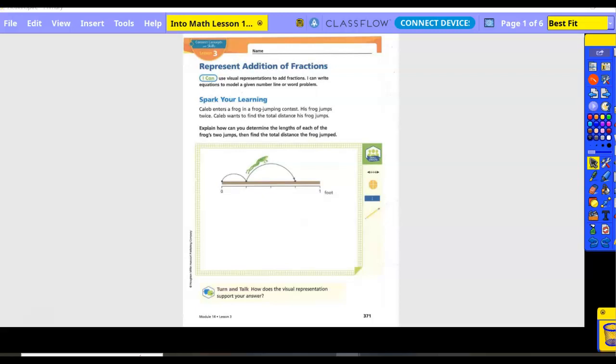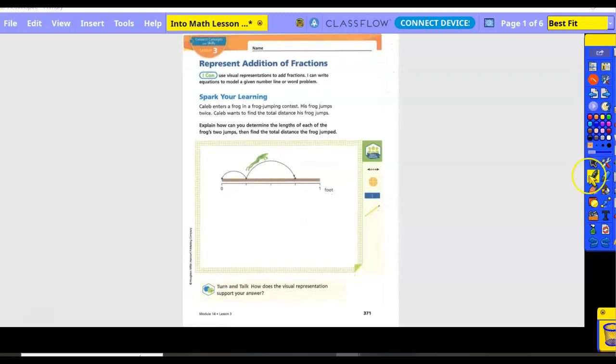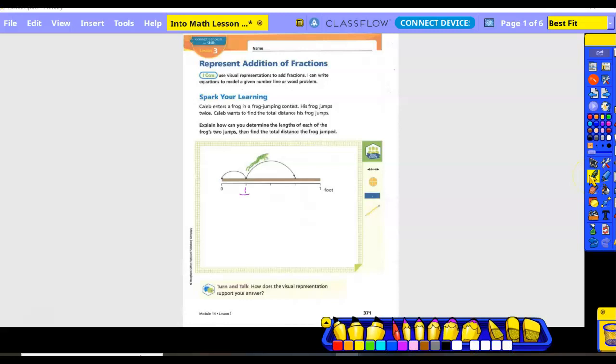How many sections is that number line broken into? 4. So that's going to be our denominator, right? So this one would represent what? 1/4. What's the next mark? 2/4. And what's the next mark? 3/4.